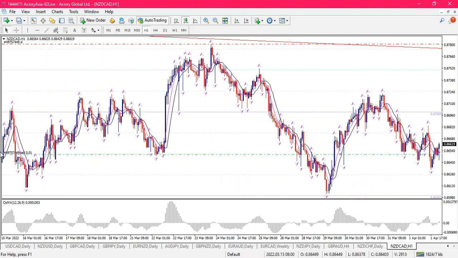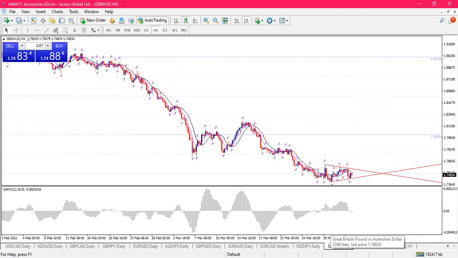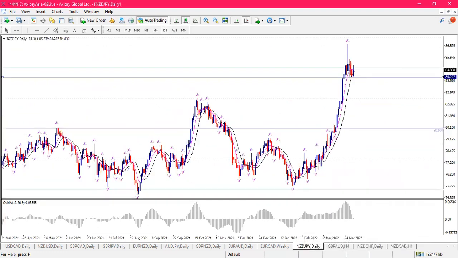So that's it as regards the market analysis for these four currency pairs. I've talked about NZDCAD, NZDCHF, GBPAUD and NZDJPY.